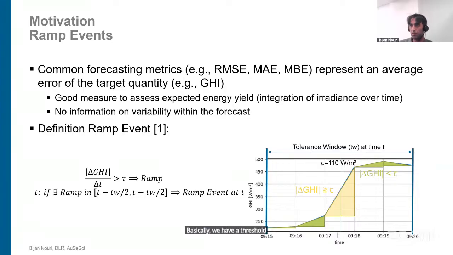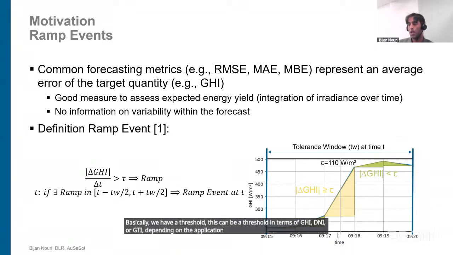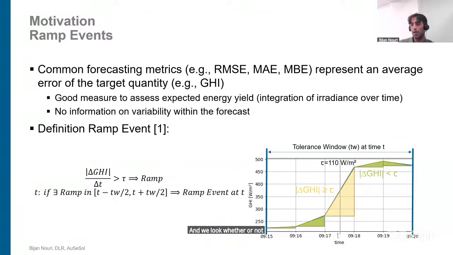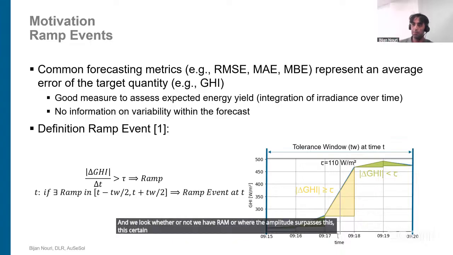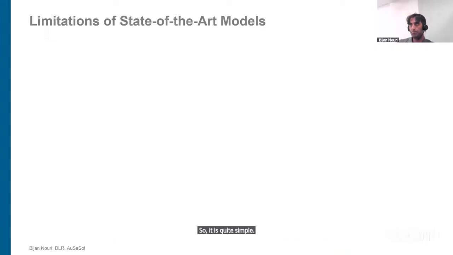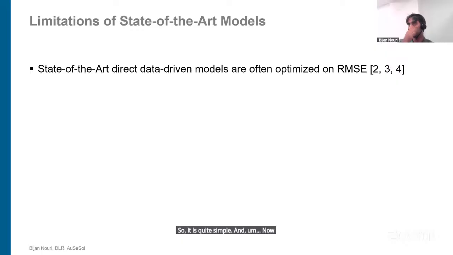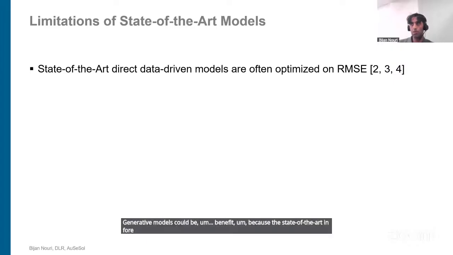This can be a threshold in terms of GHI, DNI, or GTI, depending on the application. And we look whether or not we have a ramp where the amplitude surpasses this certain threshold within a certain time window. So it is quite simple. And now let's talk a little bit on why we think generative models could be a benefit, because the state of the art in forecasting is not based on generative models.